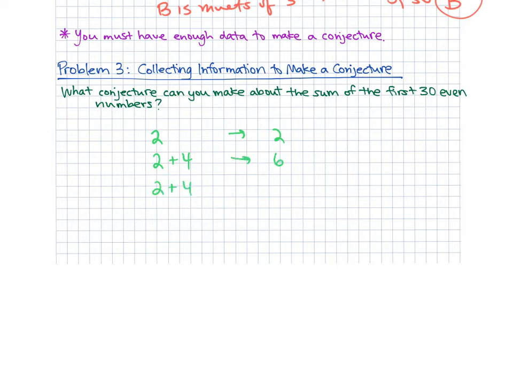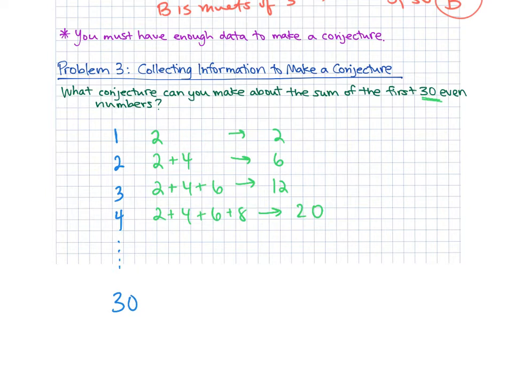3 even numbers would be 12. 4 even numbers would be 20. Okay, and this says the sum of the first 30, so this is just 30 terms. So this is 1 term, this is 2 terms, this is 3 terms, this is 4 terms. So what we want to get is up to 30.